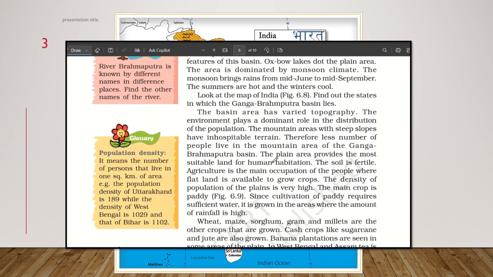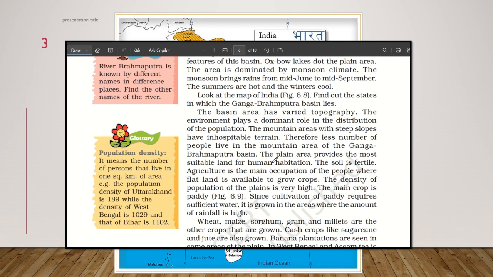So the basin area has varied topography. The environment plays a dominant role in the distribution of the population. The mountain areas with steep slopes have inhospitable terrain, which means you will not find any facilities over there. Therefore fewer people live in the mountain area of the Ganga Brahmaputra basin. But the plain area provides the most suitable land for human habitation.